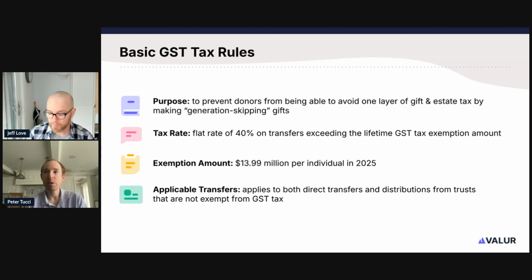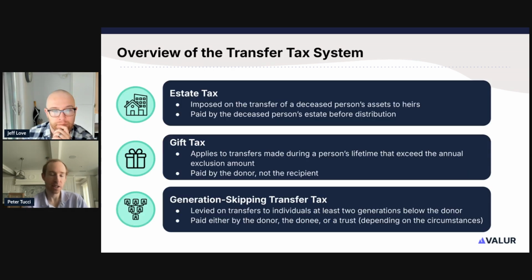Actually, before we do, I've noticed in the past it's helpful to give a little background on the history of these taxes, to understand why they exist and what they do. So going back to the slides, the estate tax is the original transfer tax. It applies to assets that you own when you die. It's a 40% tax, and it was created about 100 years ago.